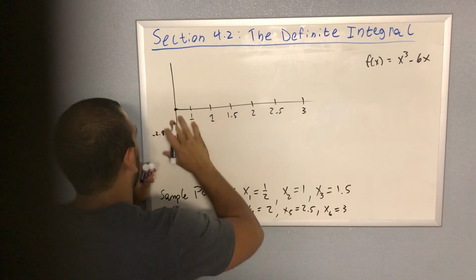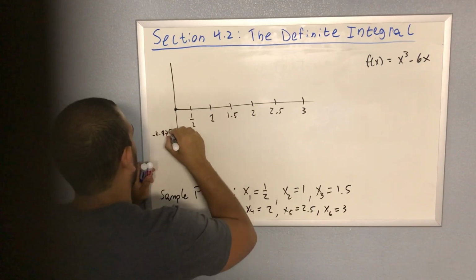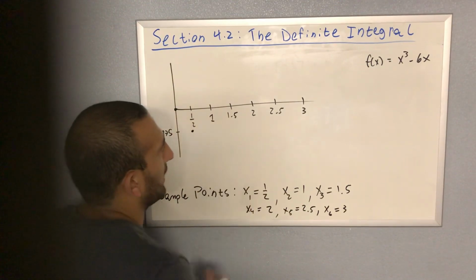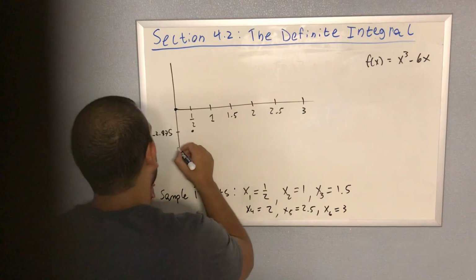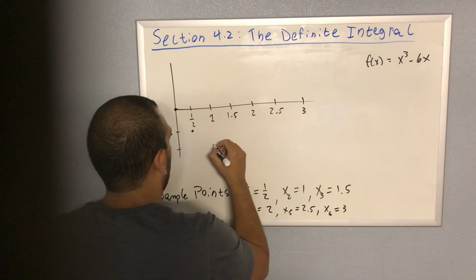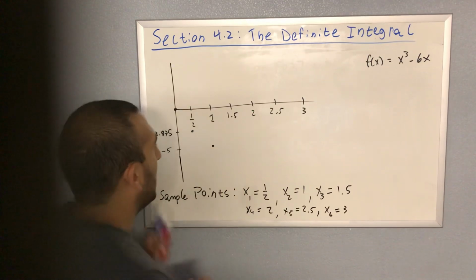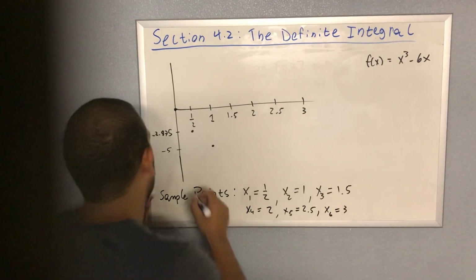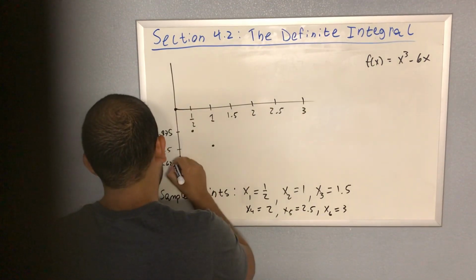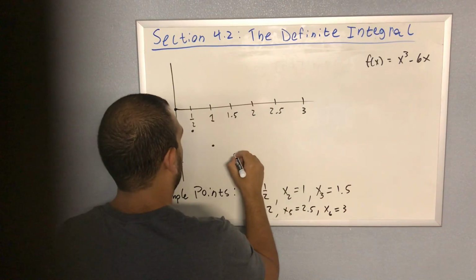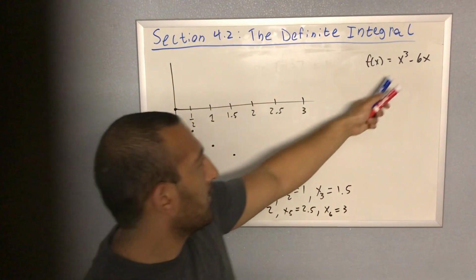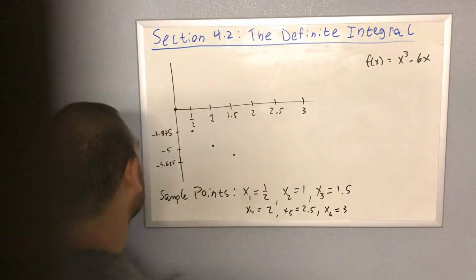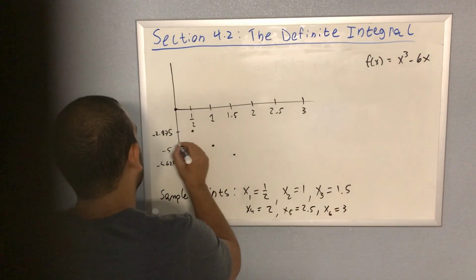Okay, so negative 2.875, that's the value at 1/2. And then what's the value at 1? Well, it's going to be 1 minus 6, so this drops down to negative 5. And then what's the value at 1.5? It's negative 5.625, so slightly less. And then what's the value at 2? Well, 2 cubed is 8, minus 6 times 2, which is 12, so 8 minus 12, so it jumps back up to negative 4, which is somewhere here.